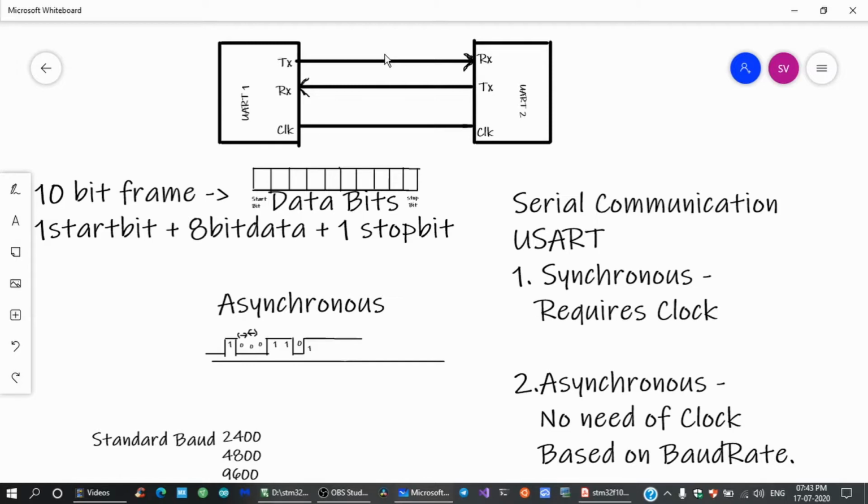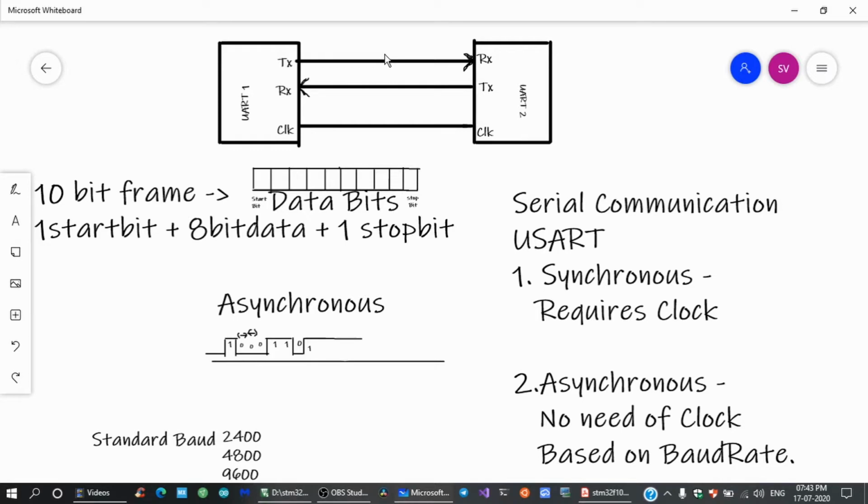So how is the data sent in this? Each byte of data is sent in a data frame. A data frame consists of 10 bits to 11 bits. A 10-bit data frame consists of 1 start bit, 8 data bits and 1 stop bit, while some use 2 stop bits instead of 1. And in an 11-bit frame there is an extra parity bit. It can be even parity or odd parity.